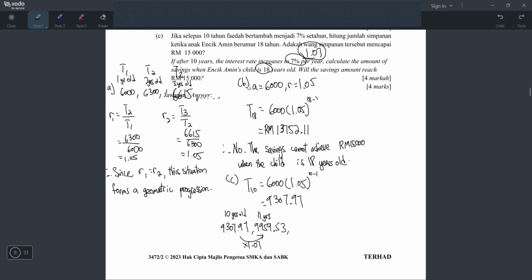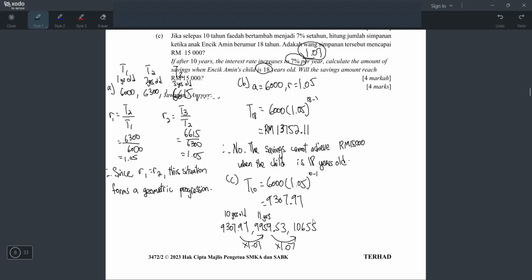You understand what I mean, right? With the first 10 years, the rate is 5%. That's why I can use the original progression to calculate. But now the interest rate changed already. And now I will times with 1.07 again to get the savings when he's 12 years old, right? So my calculator gives me 10258. Oops, did I press wrong? Why do I get a weird answer? 9959.53 times 1.07, right? Okay, 10656.69.